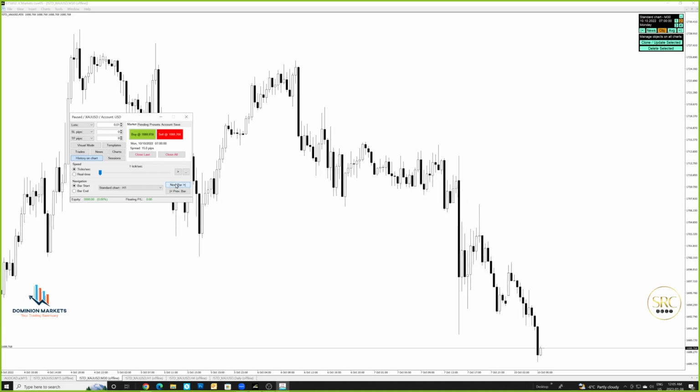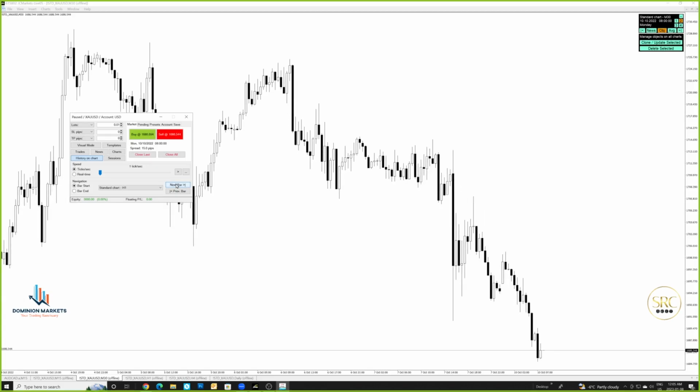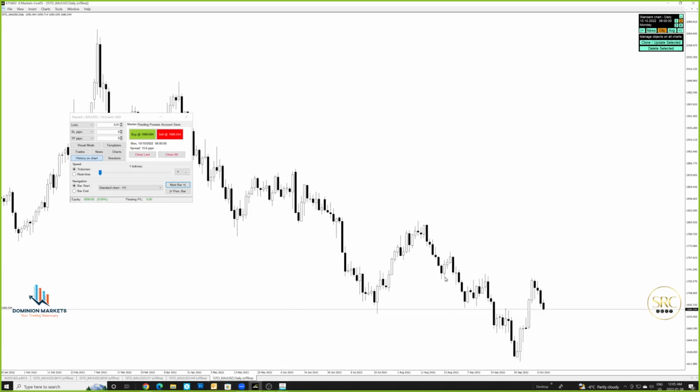So let's move on towards our pre-London. So this is pre-London right now, around 1 a.m. Eastern, 2 hours before London Open. So we're going to take a look at this here. Let's take a look on the daily here as well.